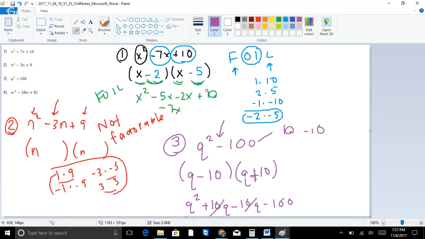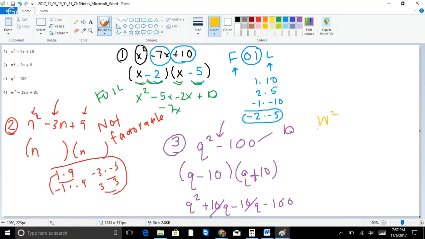Okay, and then number 4. We can sneak number 4 in here. Number 4, we have w squared minus 18w plus 81. Okay, so I know that my factors are going to be w and w, right? And I have 81 here.